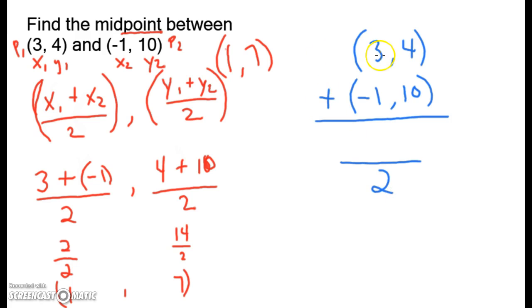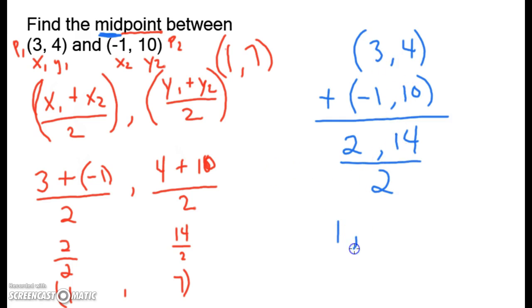All right, so 3 plus -1 is still just 2. 4 plus 10 is still 14. And now you can see that this part looks kind of like this part down here. I just didn't have to remember this crazy equation to do it. As long as you can remember that the midpoint, the point in the middle, is the average of the 2 points, you can just add them together and then divide by 2.